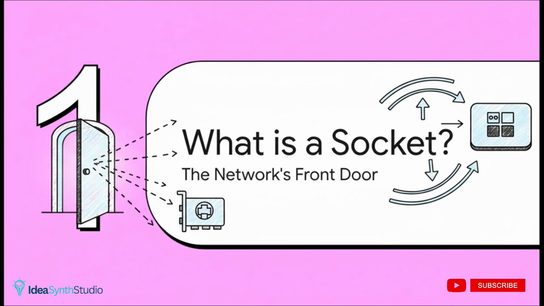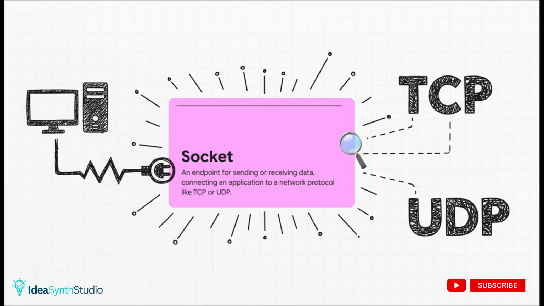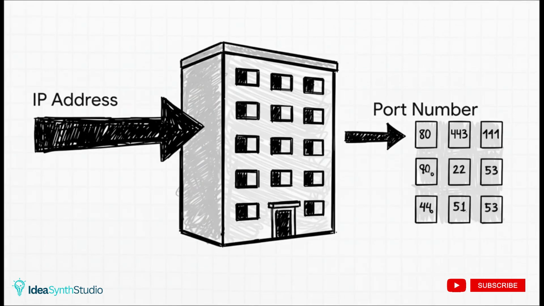Before any data can go anywhere, an application needs a doorway to the network. And that doorway, well, that's a socket. So really, what is a socket? Think of it like a digital plug or an endpoint that an app on your computer uses to connect to the network. It is the crucial link between your program, your web browser, your game, whatever, and the underlying network protocols like TCP or UDP that are actually doing the heavy lifting of sending the data. Without a socket, your app is just an island, totally isolated on your machine with no way to talk to the outside world.